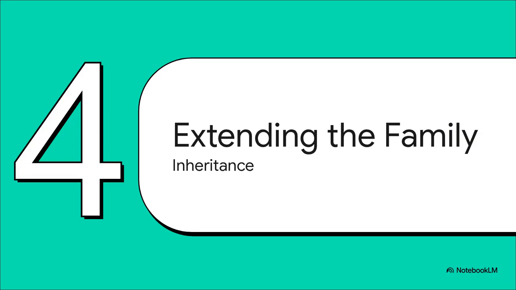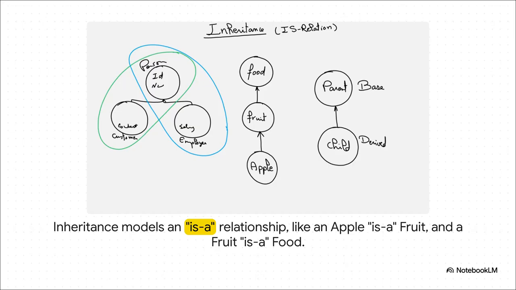Okay, so our object is born, it's self-aware, it's doing great. But what if we want to create a new, more specialized object that's a lot like one we already have? Well, instead of reinventing the wheel, we can just extend the family through something called inheritance. Inheritance is all about creating what we call an is-a relationship. It lets a new class build upon an existing one, inheriting all its properties and methods automatically.